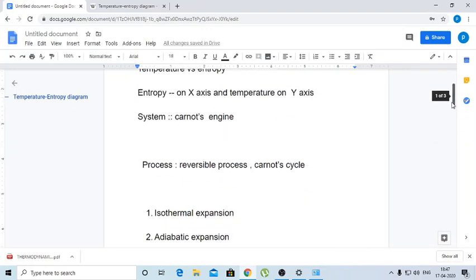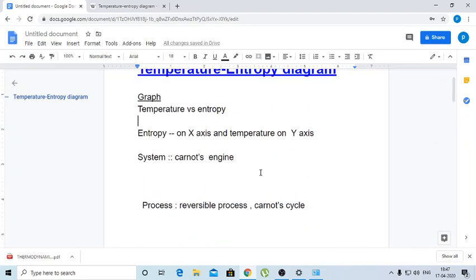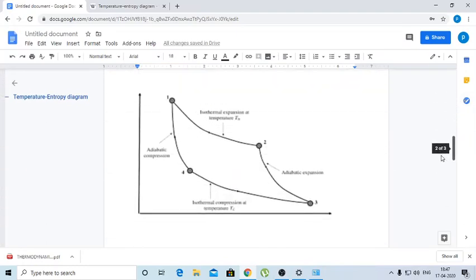Now we can study the temperature versus entropy diagram, or the change in entropy with respect to temperature, for any thermodynamic system which undergoes a process with respect to temperature. For that, we take this example of the Carnot engine. This is the Carnot cycle, a graph drawn between pressure and volume of the system. Here, this is the initial state of the system where the pressure, volume and temperature are noted initially.